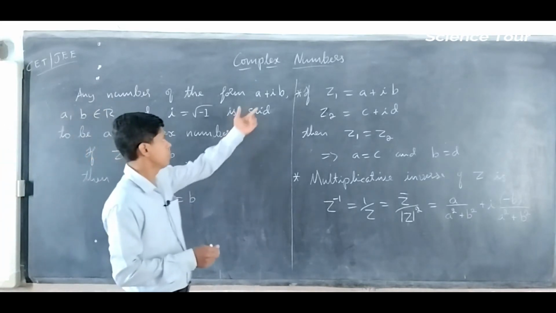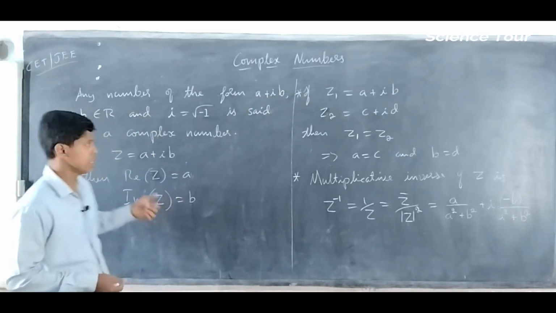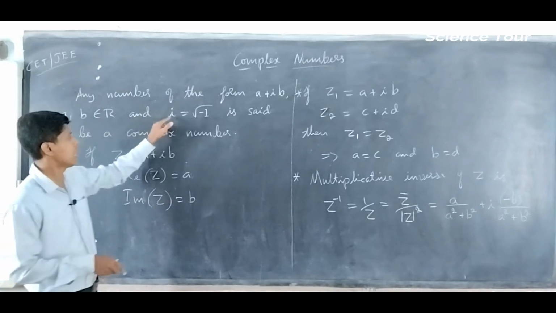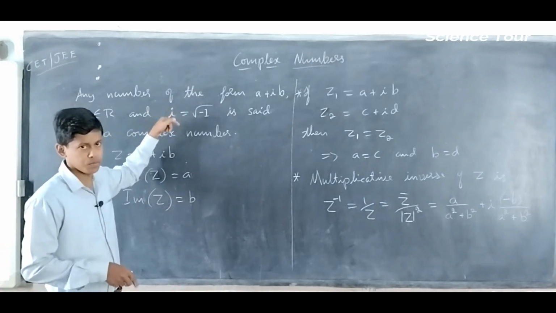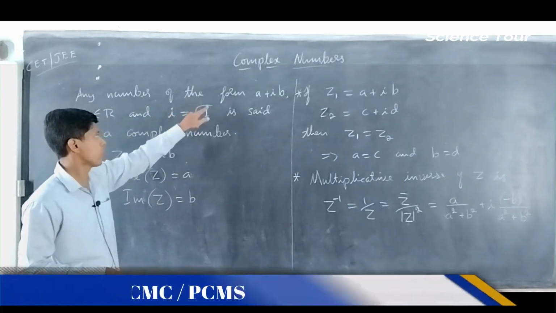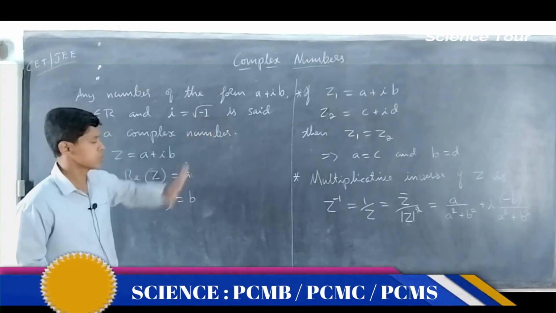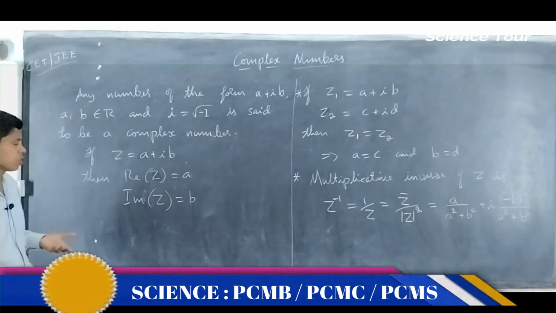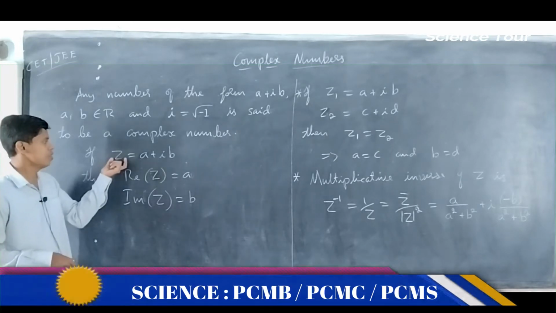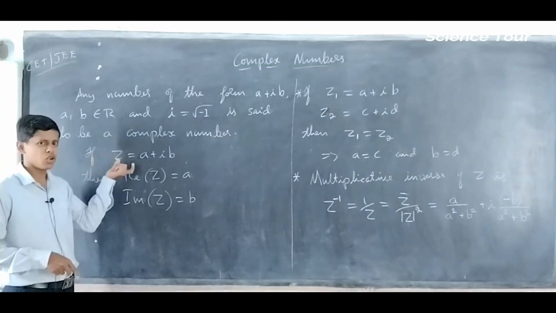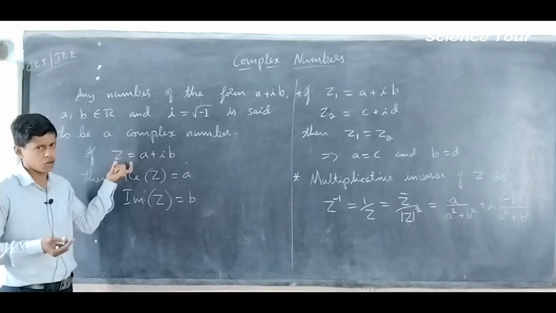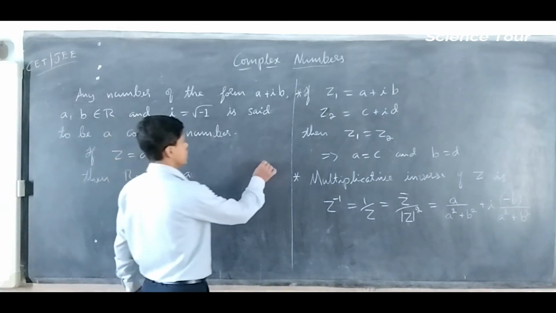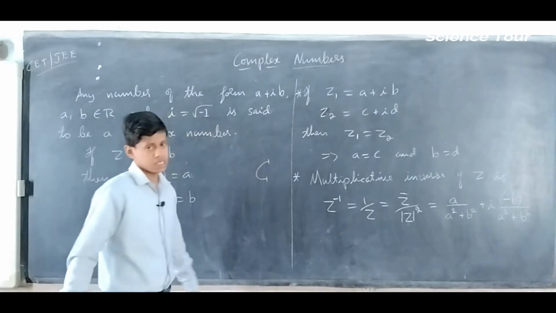Any number of the form a plus ib, where a and b are real numbers and iota is equal to square root of minus 1, is said to be a complex number. Okay. So, any number of the form a plus ib. If you are taking z, that is the notation we use for a complex number, and the set of all complex numbers we usually denote by C.